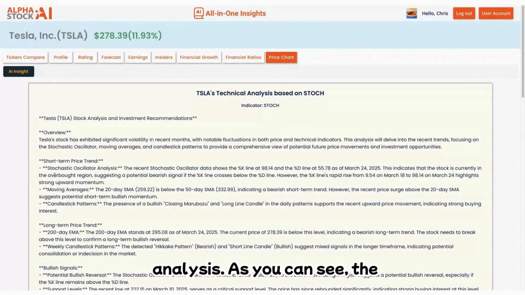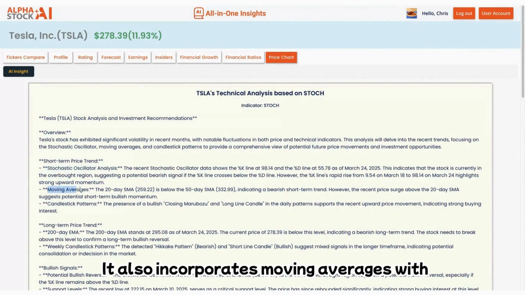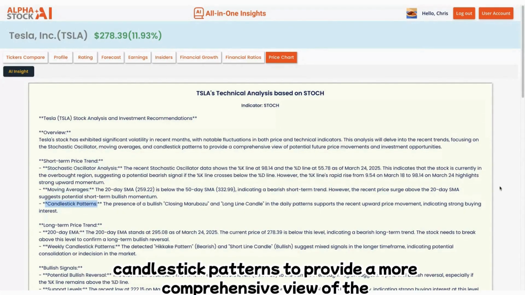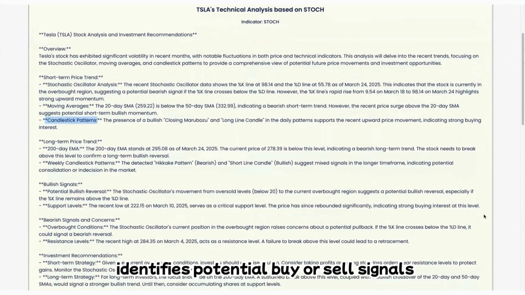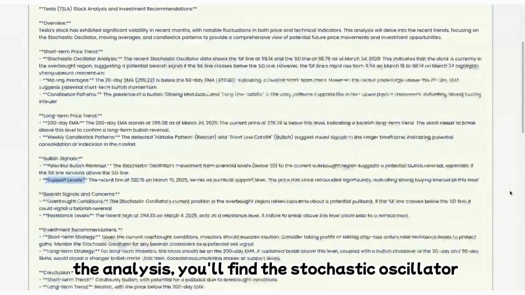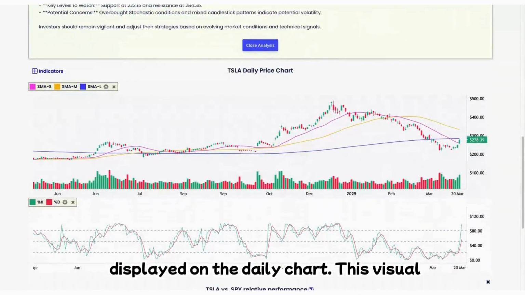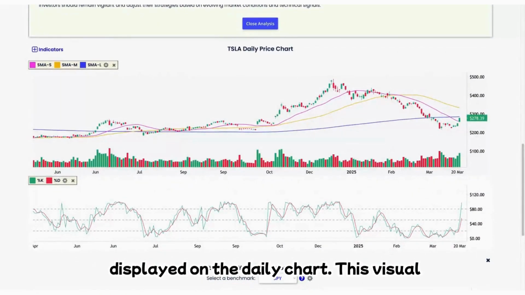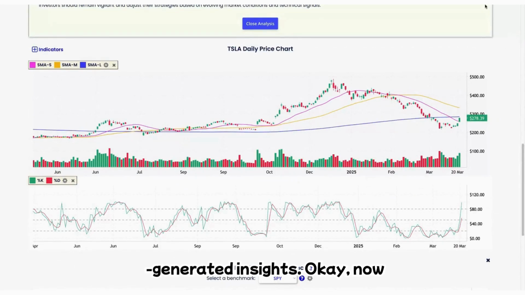As you can see, the AI doesn't just analyze the selected indicator. It also incorporates moving averages and detects candlestick patterns to provide a more comprehensive view of the overall trend. In addition, it identifies potential buy or sell signals as well as key support levels. Below the analysis, you'll find the stochastic oscillator chart, along with moving average lines displayed on the daily chart. This visual representation helps you better understand the AI-generated insights.